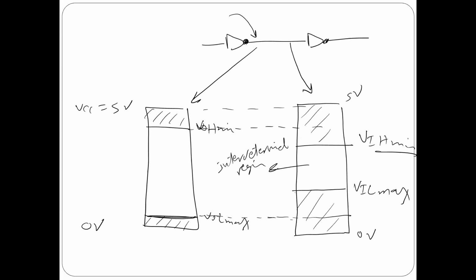Any questions? You understand the idea? They have to be compatible. That means the output low maximum here has to be in this range, and also the output high minimum here has to be in this range. So that when one gate outputs 0, the other one takes it as 0, and if it outputs 1, the other one takes it as 1.